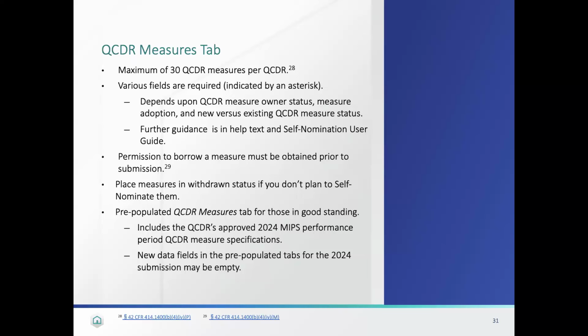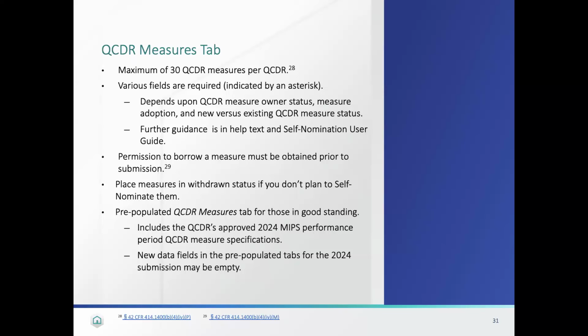If a measure is being borrowed from another QCDR, written permission must be obtained prior to submitting the measure. And Marlo will be showing you where this is located, but there is a box within the self-nomination where you can upload that documentation that shows the agreement between you and the QCDR who owns the measure. When submitting a borrowed QCDR measure, there's just limited information that's required to be filled out by the QCDR who is borrowing the measure, and the PIMS team will take final measure specifications from the measure owner and populate that later on in the process.